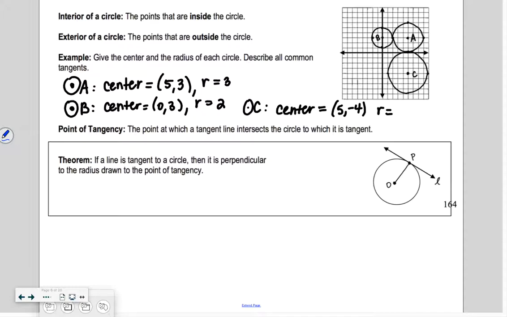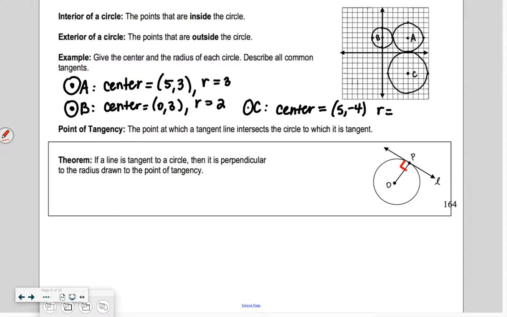You know what else I think of with a tangent? Put your hands like this, like a timeout. We have perpendicular lines as well. So this tangent is going to be perpendicular to the radius. There's going to be this little 90-degree angle in here.